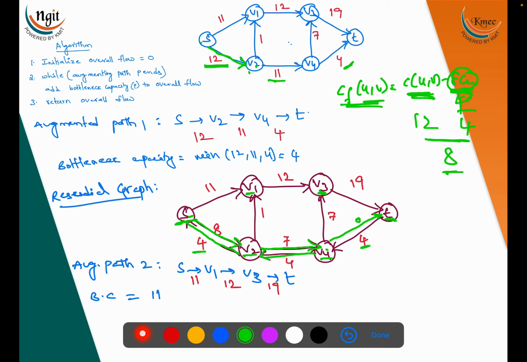So you pointed out what the residual capacity values are in the following graph. Correct? Now find, is there any other augmenting path? Because this condition will fail. You can fix your maximum flow value once this condition fails. So you have to check for any augmenting path. Now let's check for any augmenting path. The augmenting path is the path which exists from source to destination.